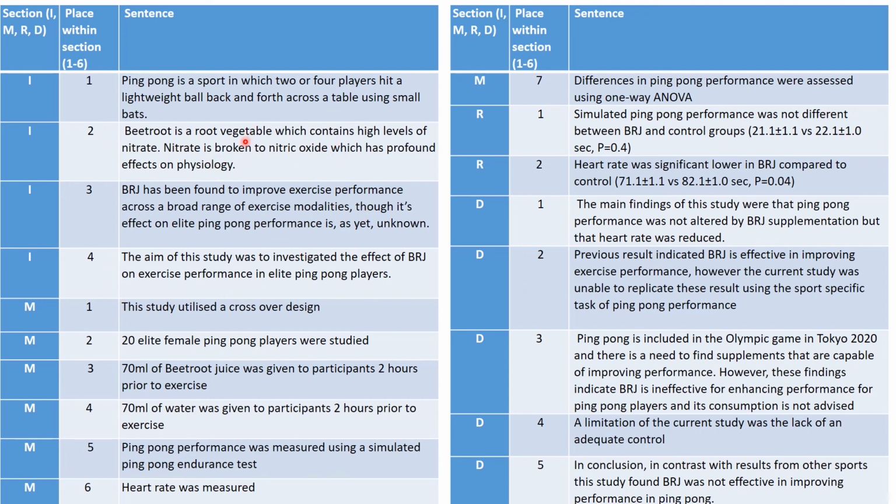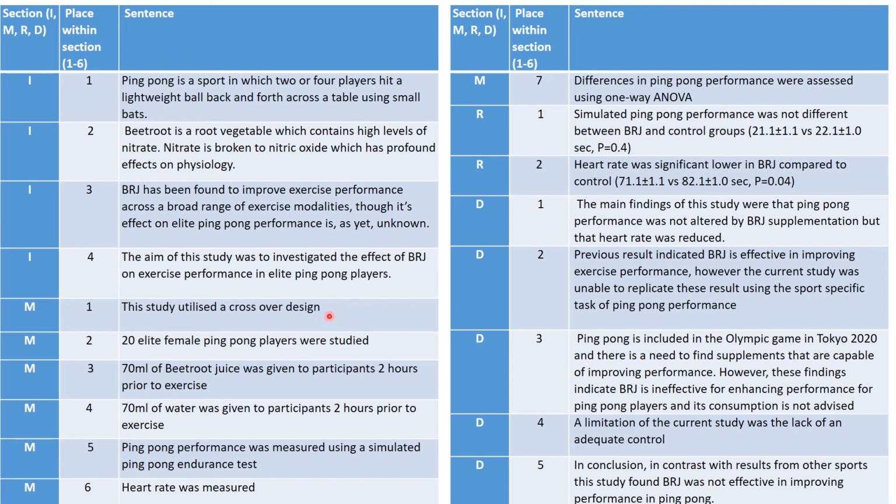What I've tried to do here is, this is a general introduction to the sport of ping pong and beetroot juice, because they're two central elements to the study. I've then provided what I would class as a rationale, so the reason for the study. This is the 3. I've then provided an aim, because you always need the aim. It's the last thing that you're going to talk about before you get onto the methods. And then we get onto the methods.